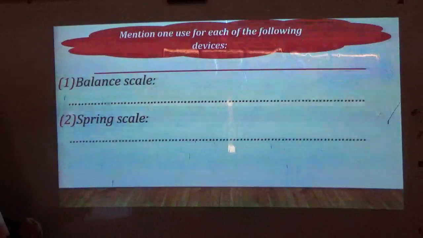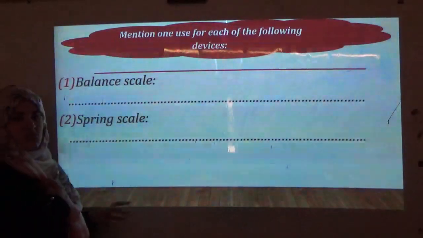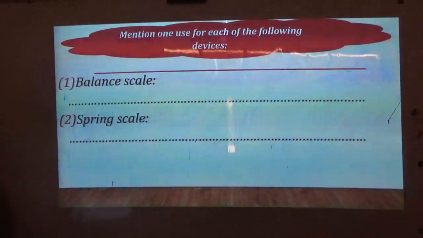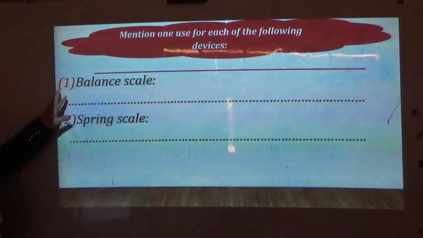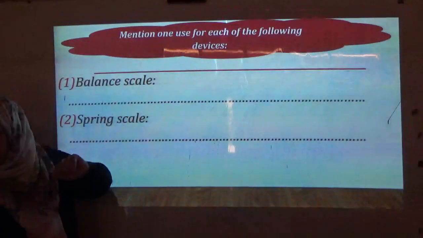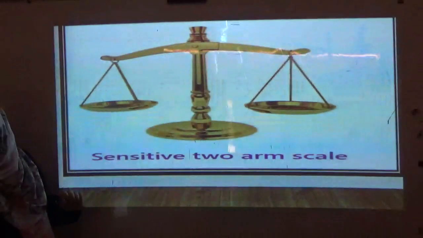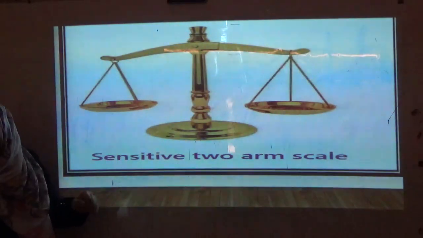And now it's time to test yourself. It's your homework. Mention one use for each of the following devices. Number 1, balance scale. I'll go back to the balance scale to remind you what we said about it.